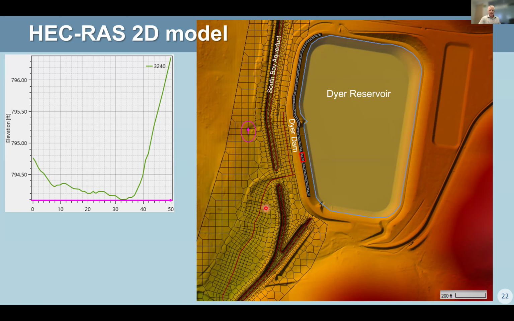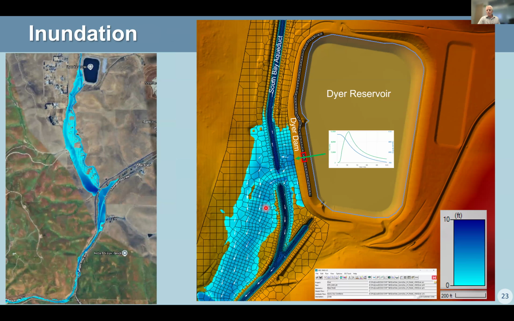So we do all that, and hopefully we press run, and the model chugs away, and out comes the inundation map. And so today we use RAS to do 2 things. It produces the breach hydrograph, which I'm showing you here, the flow versus time that's coming out of the reservoir. And then that gets put onto the mesh, onto the grid, and the model routes that downstream.